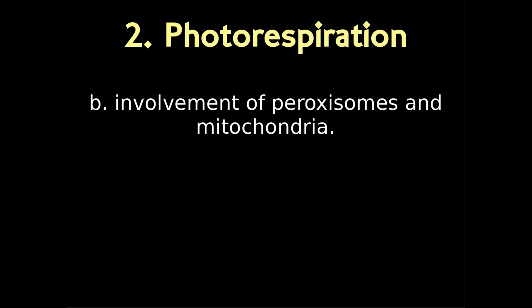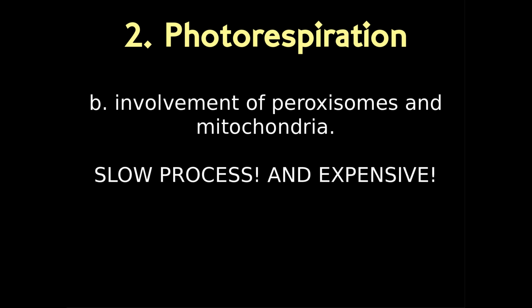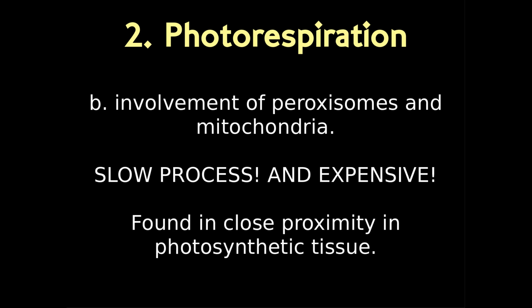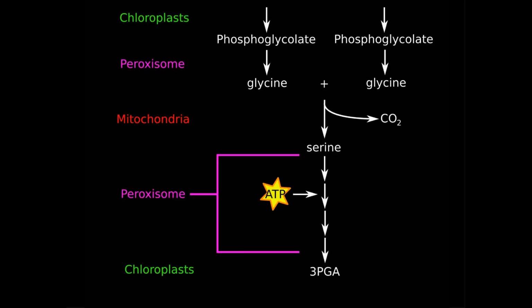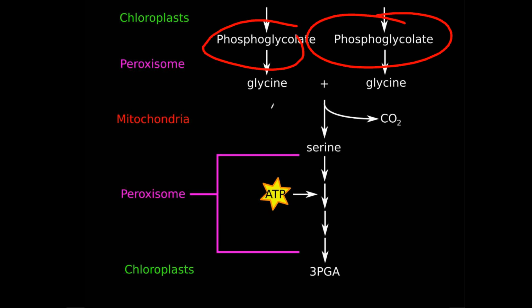So the phosphoglycolate is going to be recycled. This is going to involve peroxisomes, which we're going to talk about later on in the quarter, and also mitochondria. It's a slow process, and it's energetically expensive. And we're doing this in close proximity to photosynthetic tissue. In short, what's going to happen here is we're going to take 2 phosphoglycolates. We're going to turn them in the peroxisome into glycine. So we have to take the phosphoglycolate, transport it to the peroxisome, and it is turned into glycine.